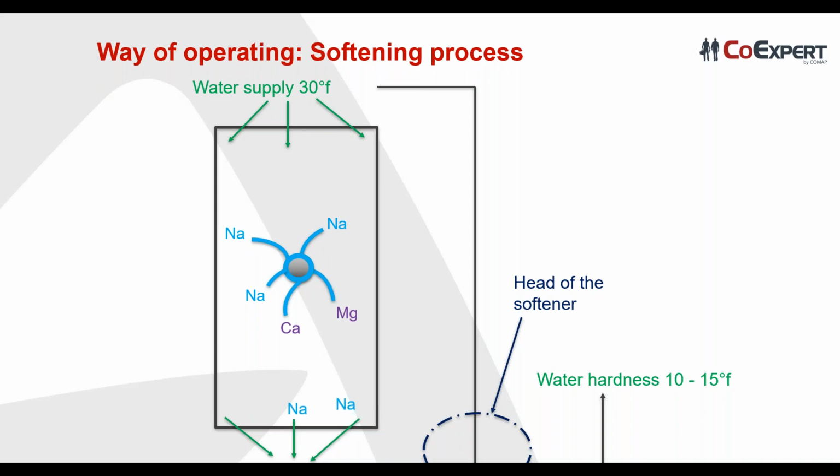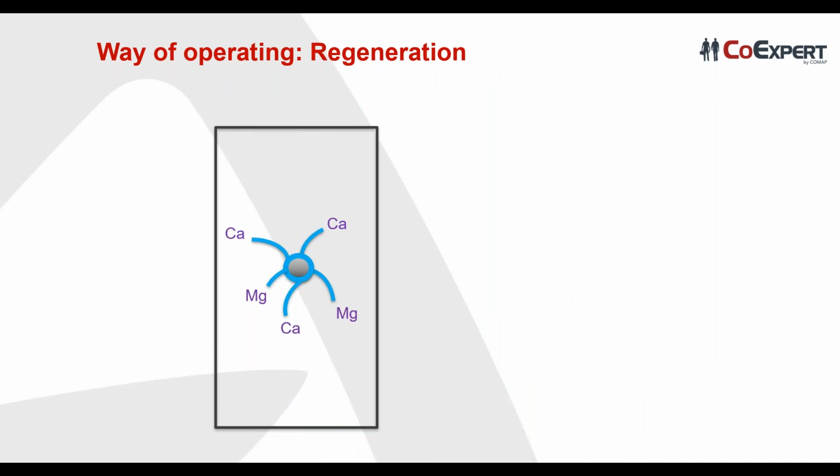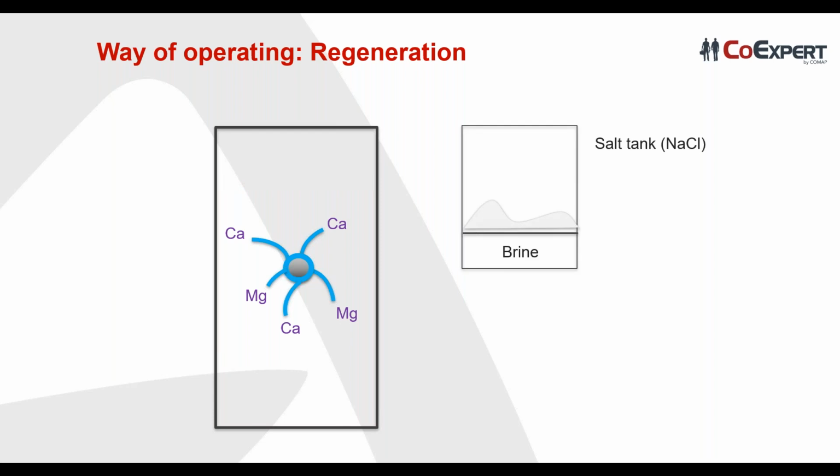Now let's talk about the regeneration. After a few days of softening process, the resin is saturated because all the balls are full of calcium and magnesium, and there are no natrium ions to exchange anymore. So that's why there is a tank full of salt and water in order to manufacture the brine. If you remember your chemistry lessons, salt is made of natrium chloride, so we find back the natrium ions we need now for the regeneration.